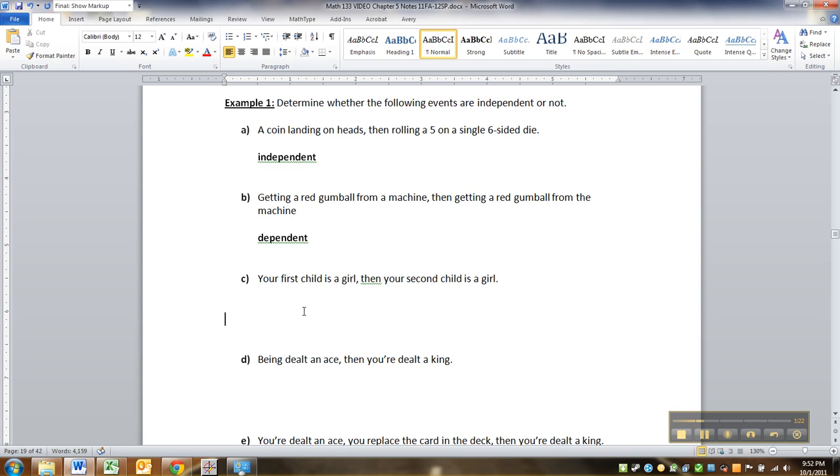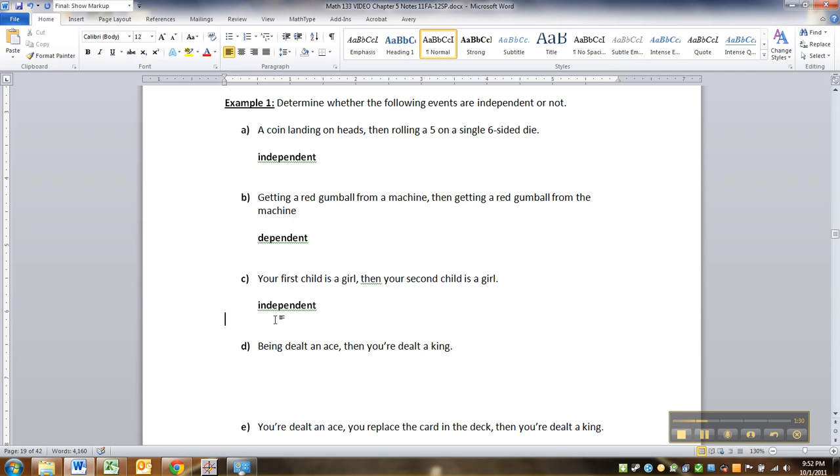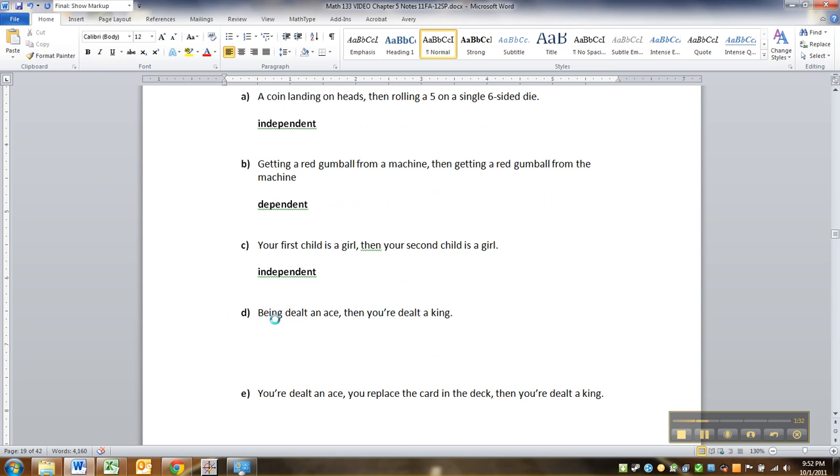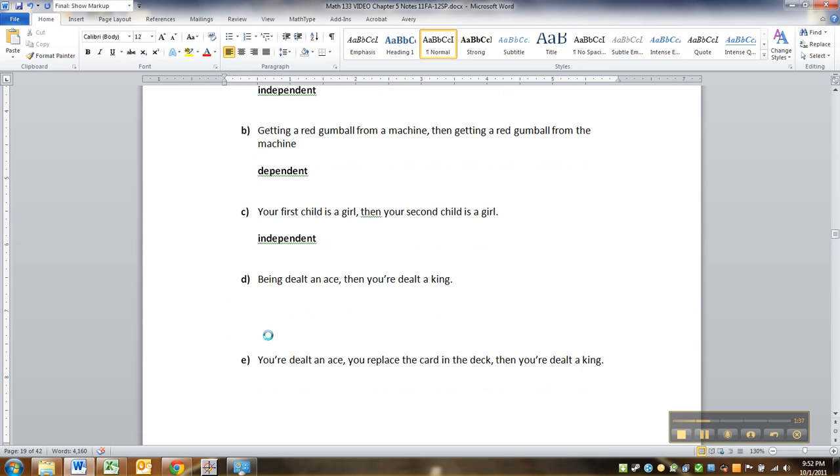All right, your first child is a girl, then your second child is a girl. Well, in general, for most healthy couples, that's independent. The gender of your first child does not have any bearing on the gender of your second child. There are, of course, some exceptions to that due to genetic anomalies and such, but for most people, that's independent. And so we will treat it as if it's independent for the population.